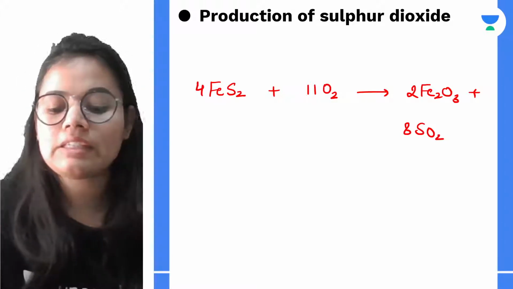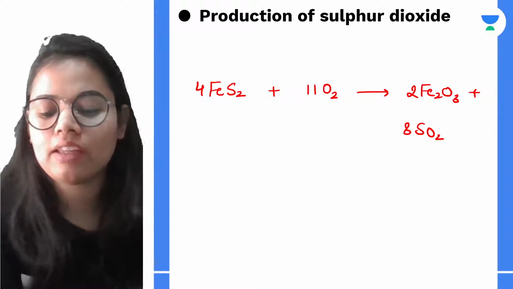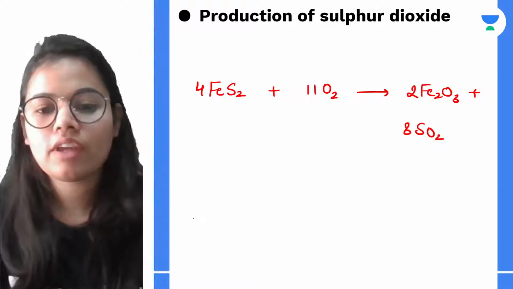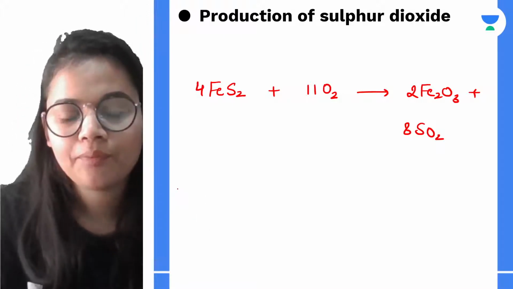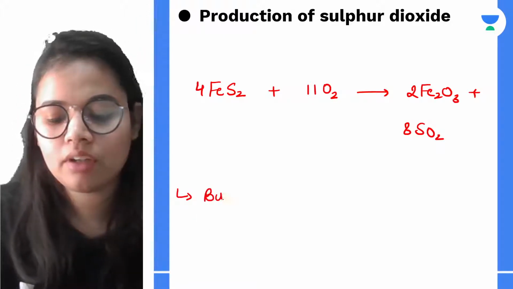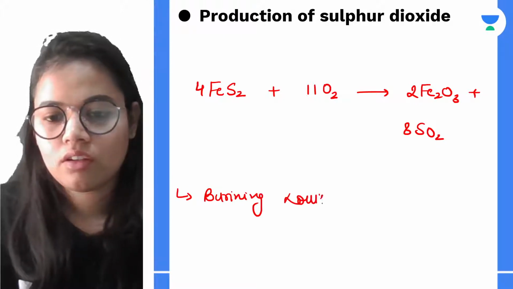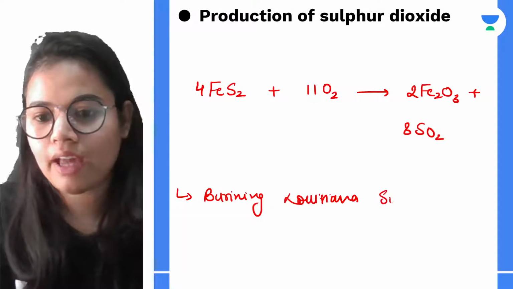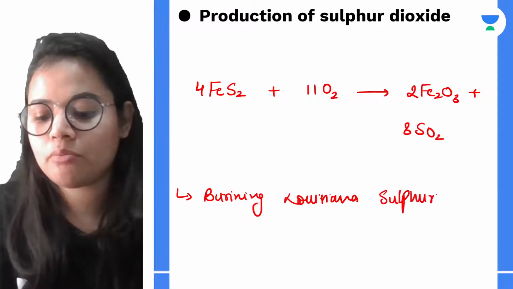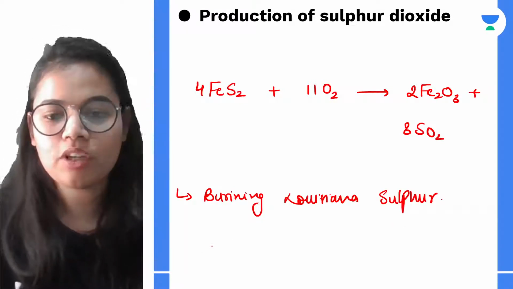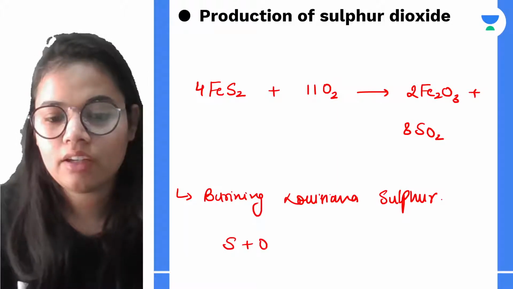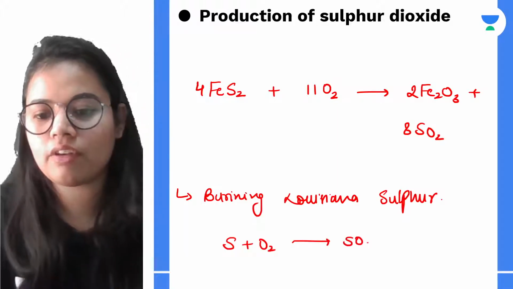We were talking about the production of sulfur dioxide. So this is the first way by which we can get sulfur dioxide. The second method is by burning Louisiana sulfur, that is 99% pure sulfur. When we burn it in oxygen, of course, we get sulfur dioxide.